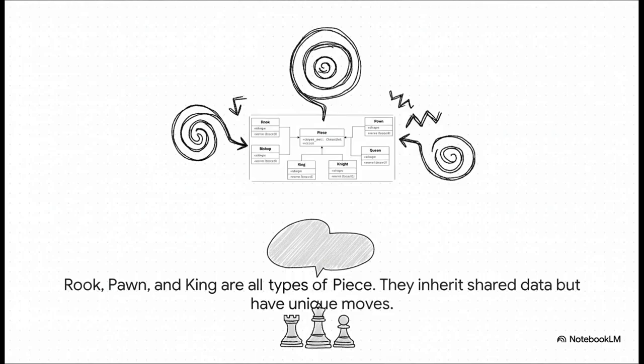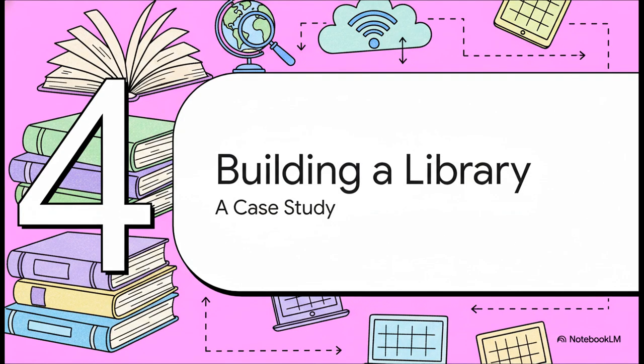A pawn, a rook, and a queen, they all are specialized types of a more general piece class. They inherit the things all pieces have in common, like a color, but then each one has its own unique way of implementing the move method. Okay, we've got our toolkit. Let's put it to work and see how we can tackle a real-world design problem, building a virtual library catalog.